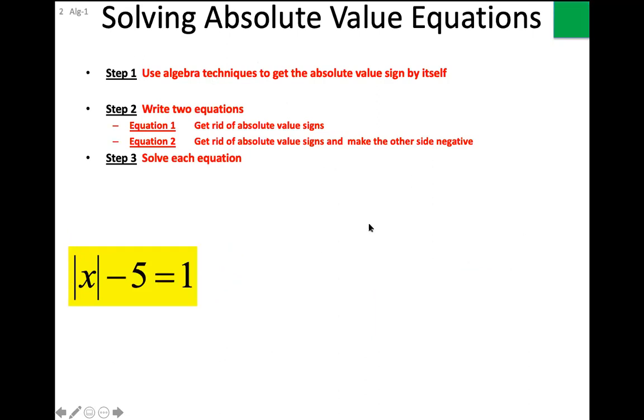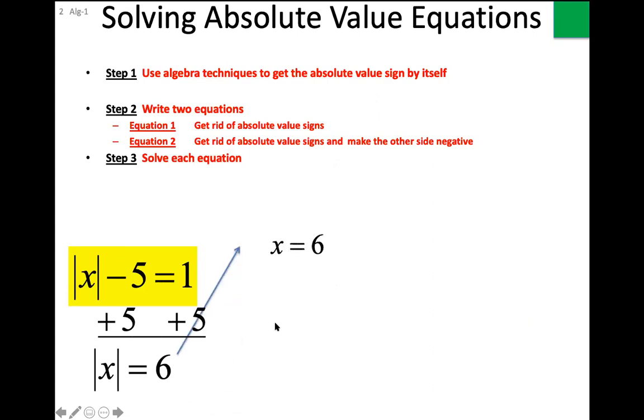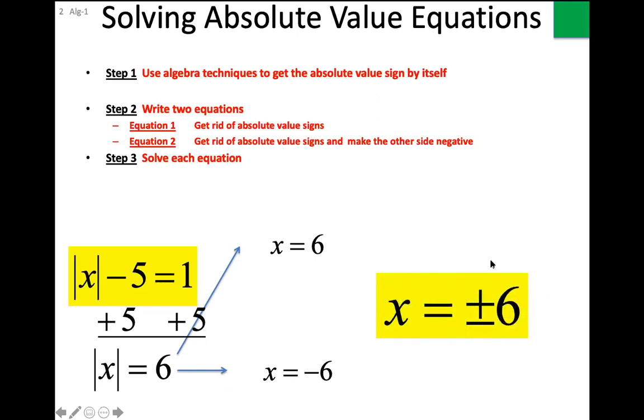Let's see that again. Get the absolute value symbol by itself. Hey, let's get rid of this minus 5. Add 5 to both sides. So we get the absolute value of x is equal to 6. We write the two equations. The first one is positive 6, and the second one is negative 6. It's literally that simple. That's how you solve an absolute value equation. We write your answer as plus or minus 6.